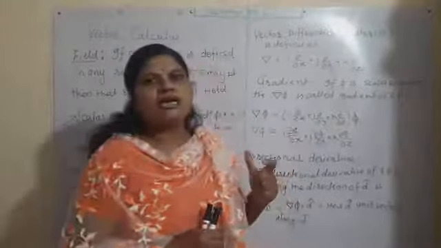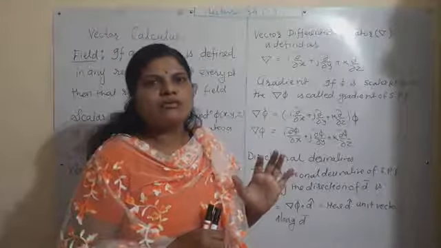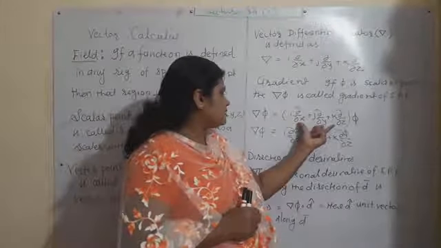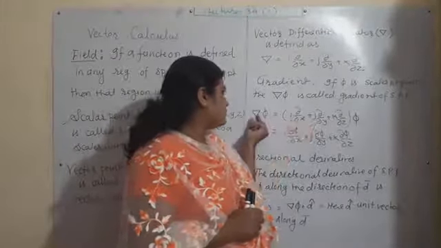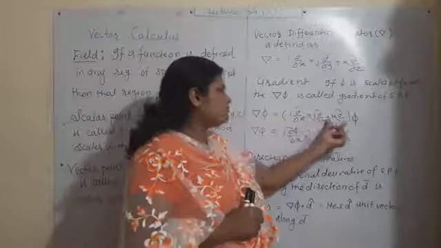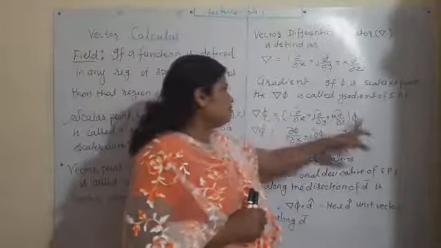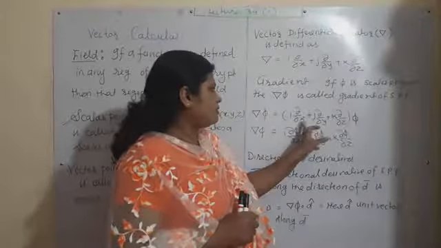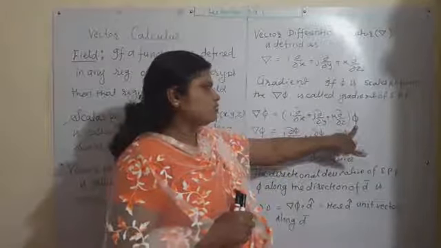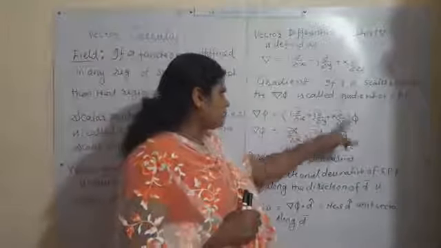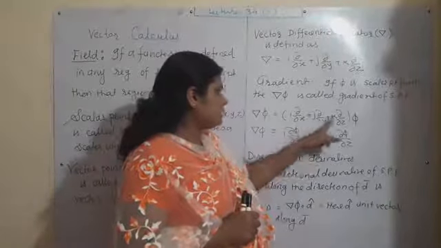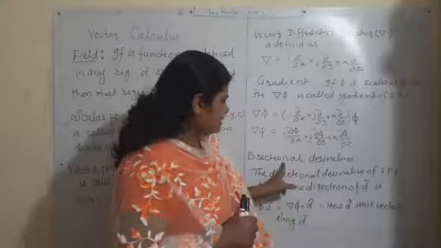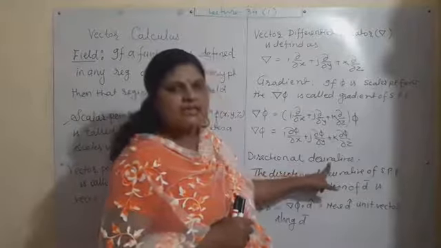How do we define the gradient of a scalar point function? Grad phi equals the value of del, that is i del by del x plus j del by del y plus k del by del z, operating on phi. Therefore grad phi is obtained by operating each term one by one on phi. So it gives i del phi by del x plus j del phi by del y plus k del phi by del z.